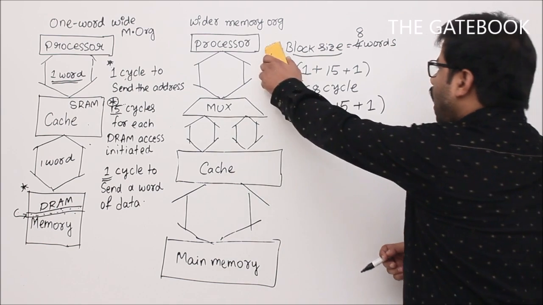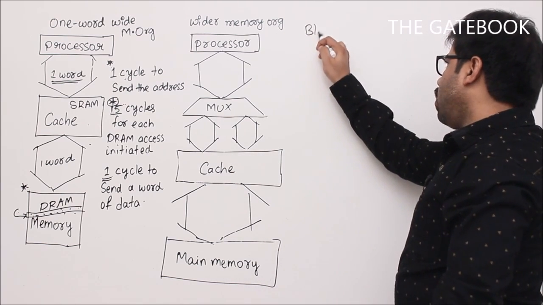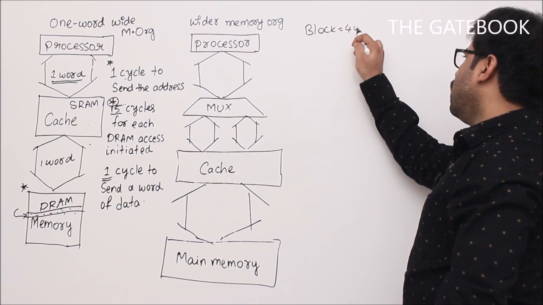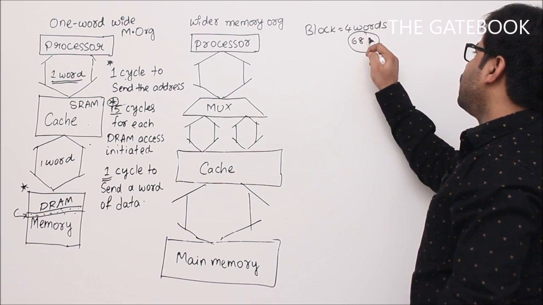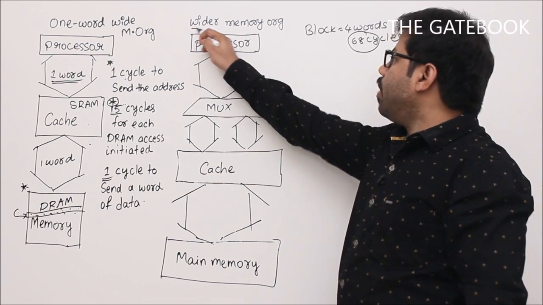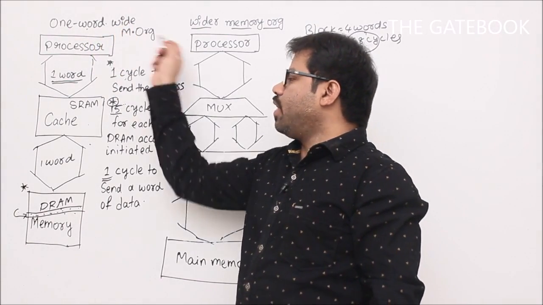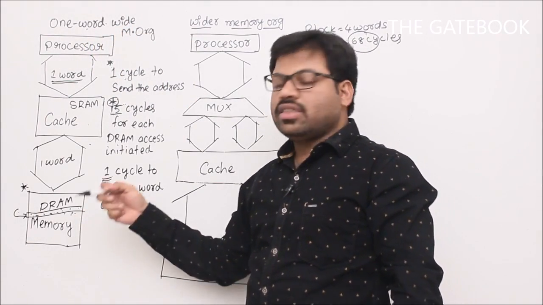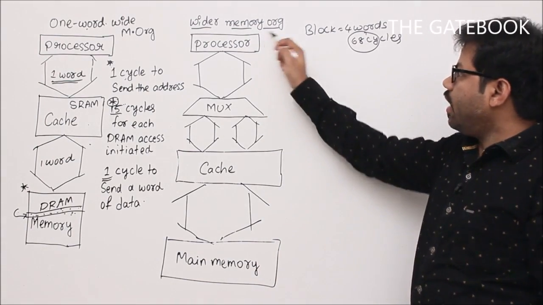Now we will see another design and try to understand this one. For your block size of 4 words, the answer is 68, isn't it? Remember it, 68 cycles. Now let us see the second design. So this is wider memory organization. Let us call it a wider memory organization.